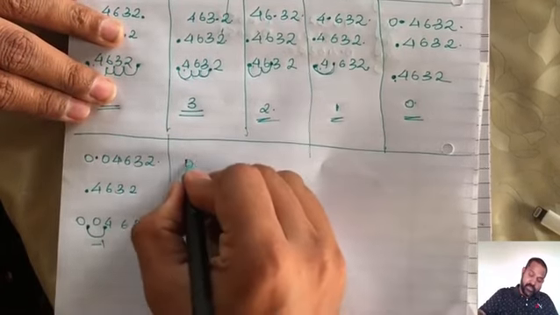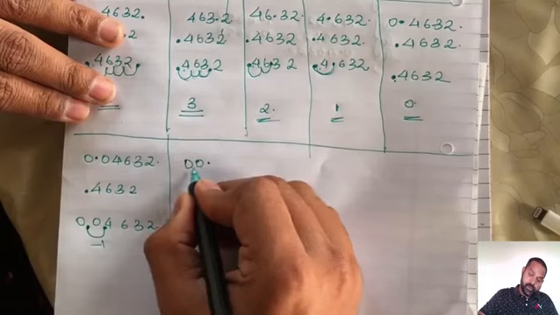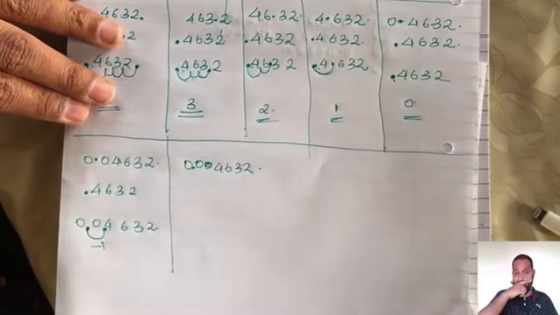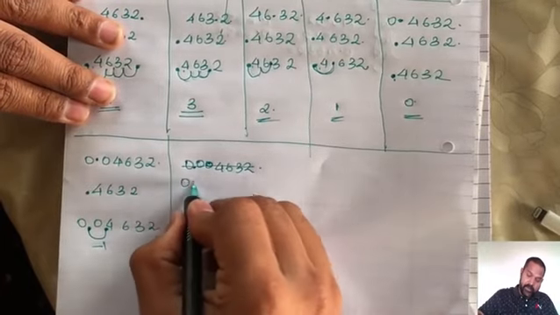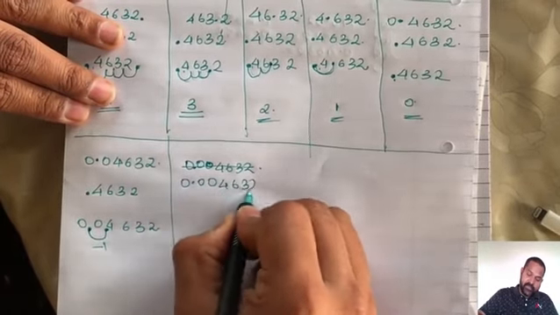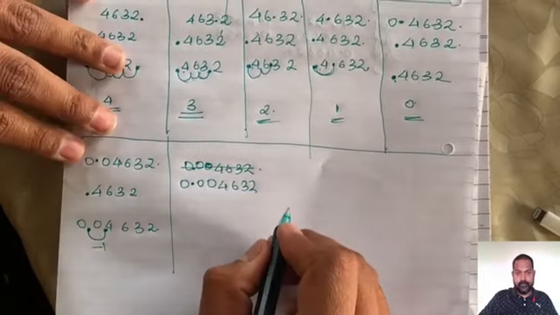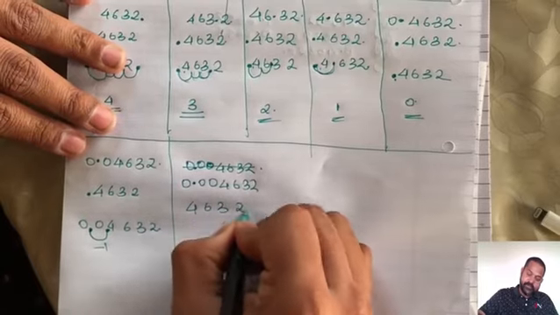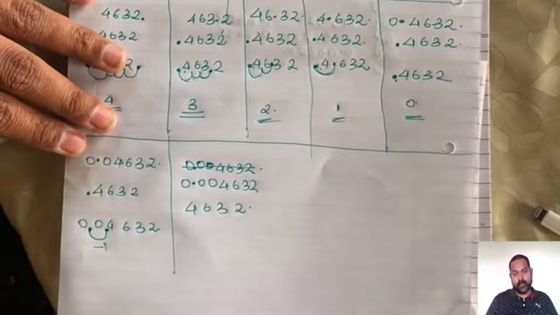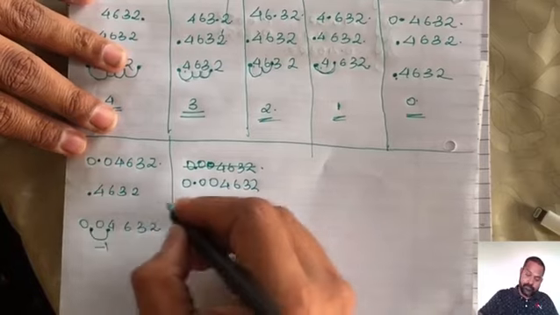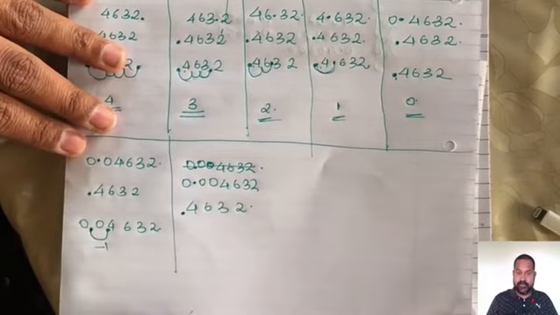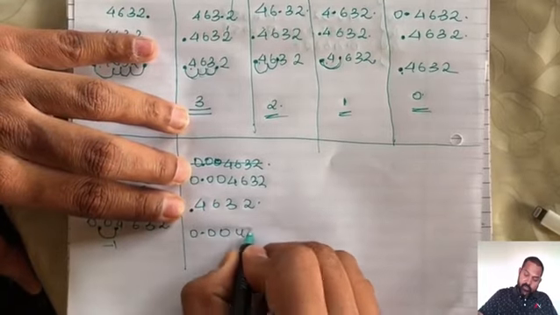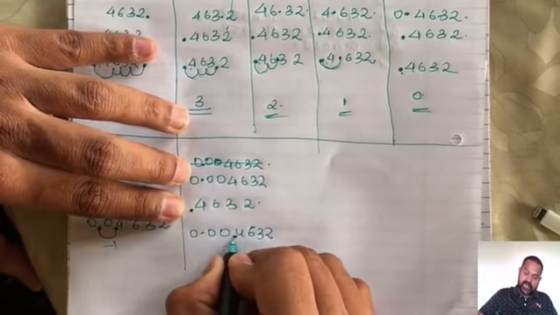What if I ask you 0.004632? Let me write that properly. First write it without the decimal: 4632. Correct? Put a decimal at the leftmost. Combine the two. 0.004632, and this is the leftmost.